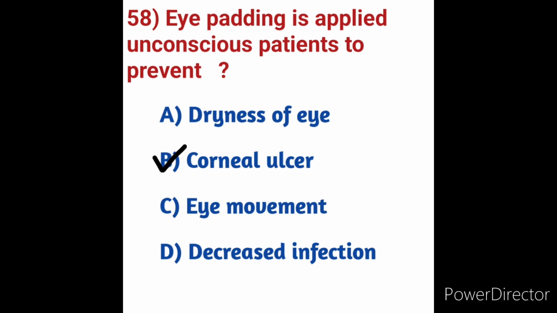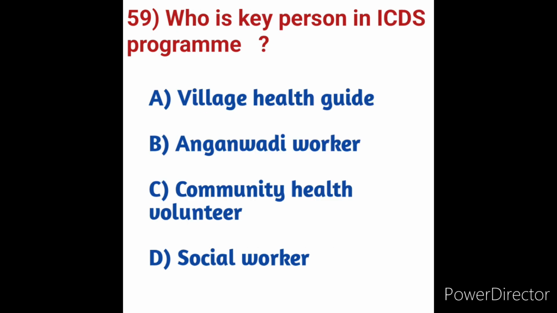Next we will move on to question number 59. Who is the key person in the ICDS program? We will see the options here. Option A, village health guide. Option B, Anganwadi worker. Option C, community health workers or community health volunteers. Option D, social worker.